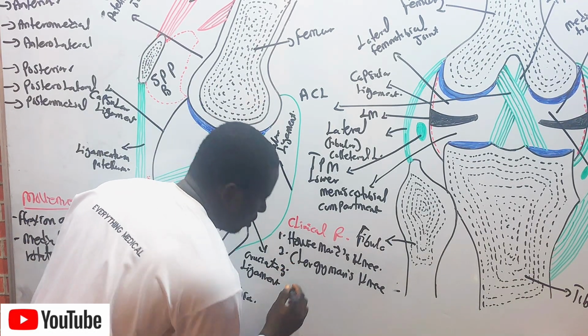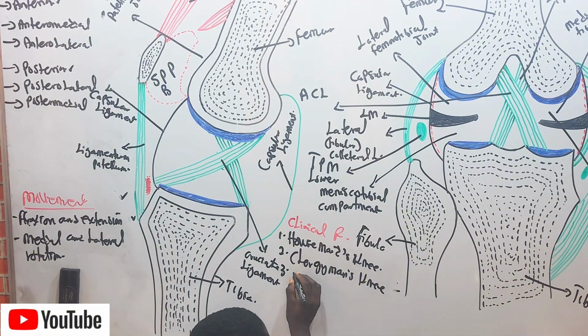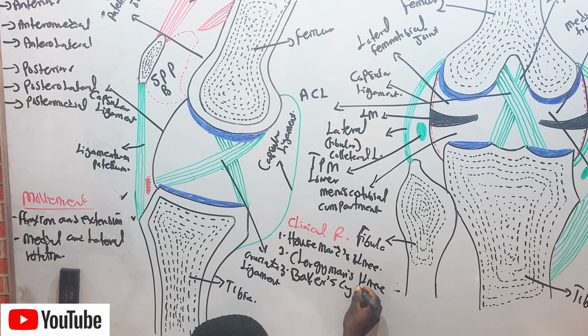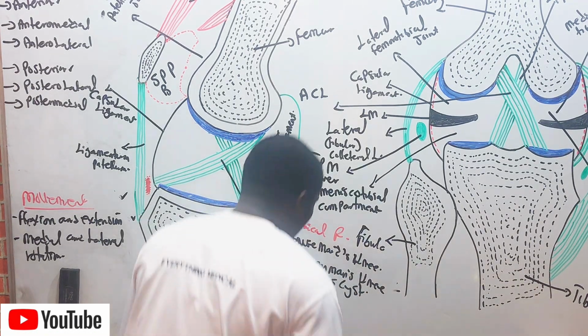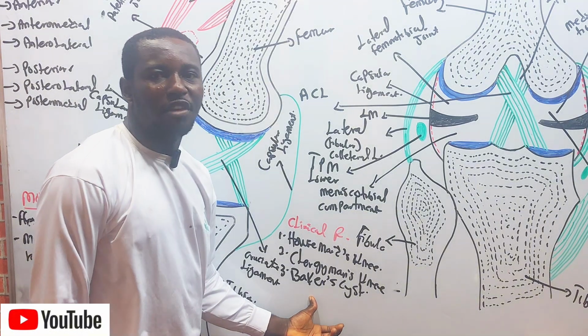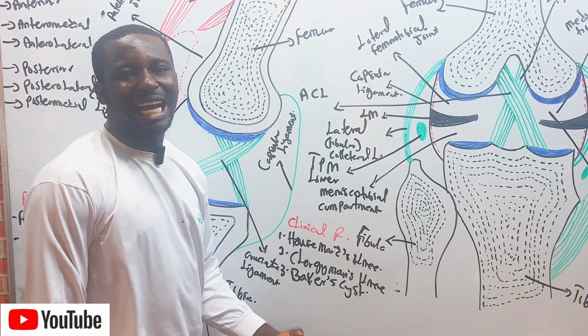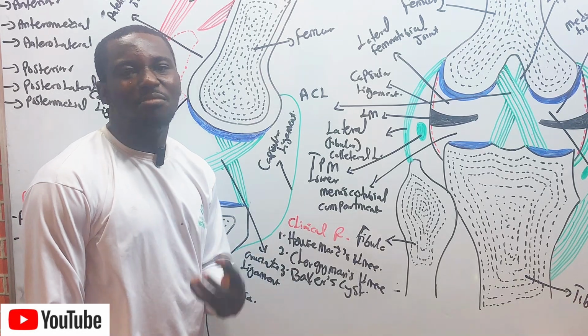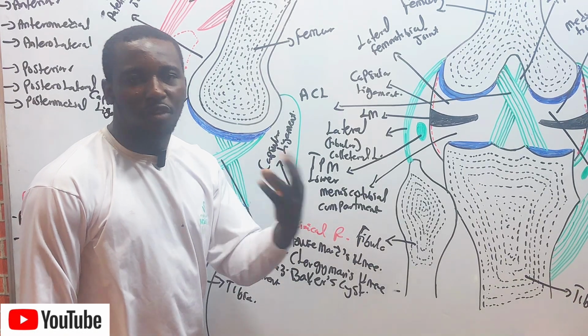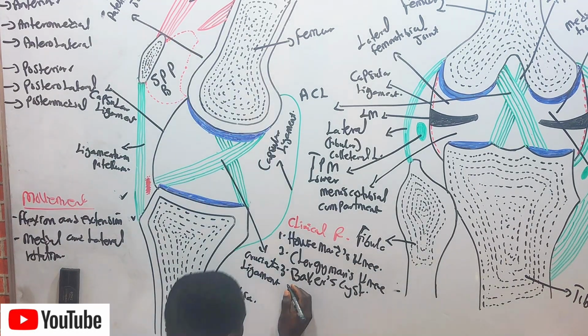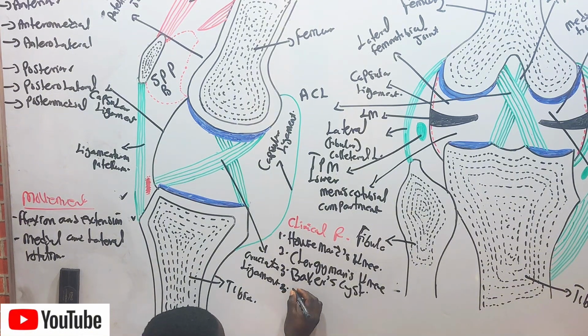The next is the Baker's cyst. Number three is Baker's cyst. Baker's cyst simply means the chronic inflammation of the bursa that is deep to the semimembranosus. It appears as a cystic swelling that is medial to the popliteal fossa.